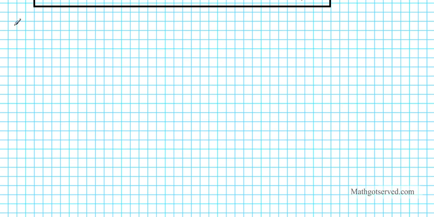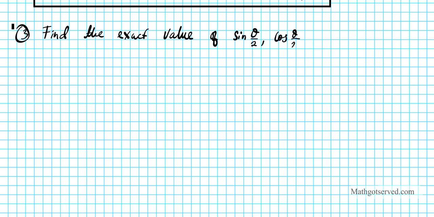All right, so for problem 3, we're going to find the exact value of sine theta over 2, cosine theta over 2, and tan theta over 2, when cotangent theta equals 3 over 4, and 180 degrees is less than theta, and theta is less than 270 degrees, okay?